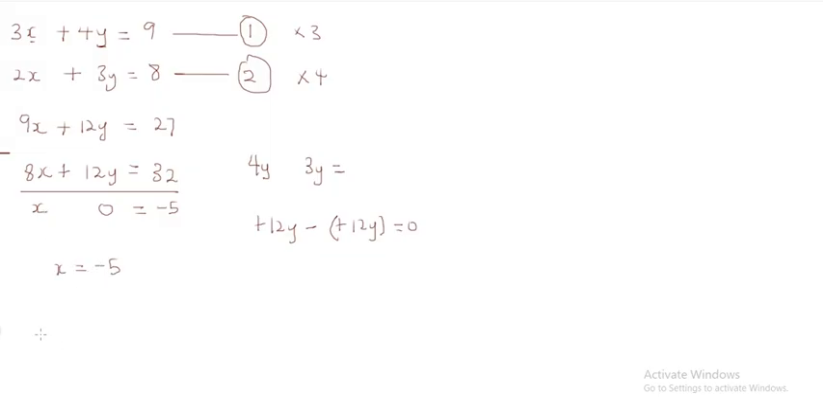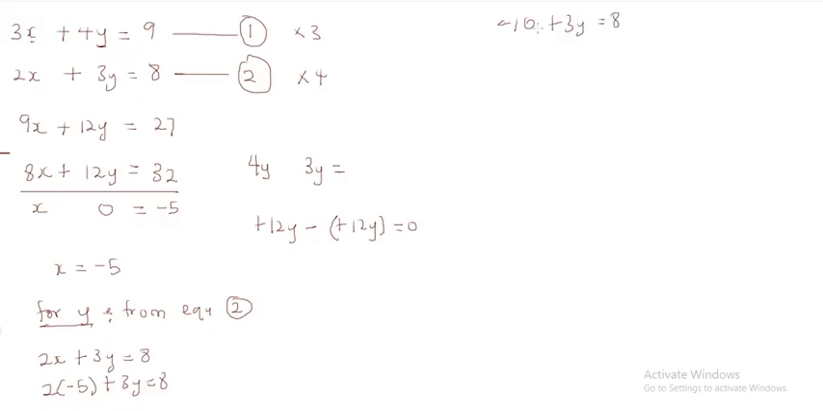Now I need to get the value of y. So for the value of y, I'll be using equation 2. From equation 2, I could say 2x plus 3y is equal to 8. We put in this x value inside here. So this will be 2 open brackets minus 5, plus 3y is equal to 8. We know that 2 times minus 5 is minus 10, plus 3y is equal to 8. I can move minus 10 to the other side. Becomes 3y is equal to 8, minus 10 moving over to the other side becomes plus 10.